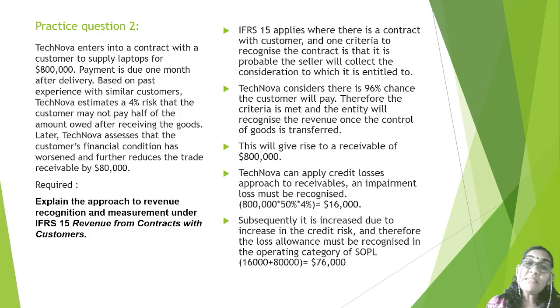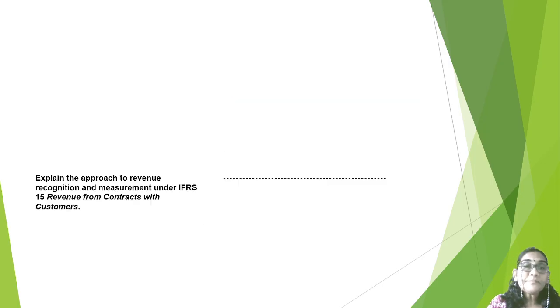Subsequently, if there is an increase in the credit risk, the loss allowance must be recognized in the operating category of SOPL. That is the initial 16,000 plus the additional 80,000. The total allowance should be 76,000.